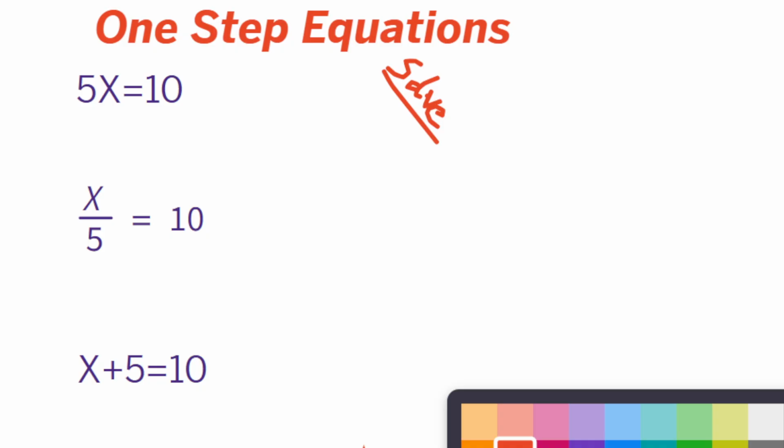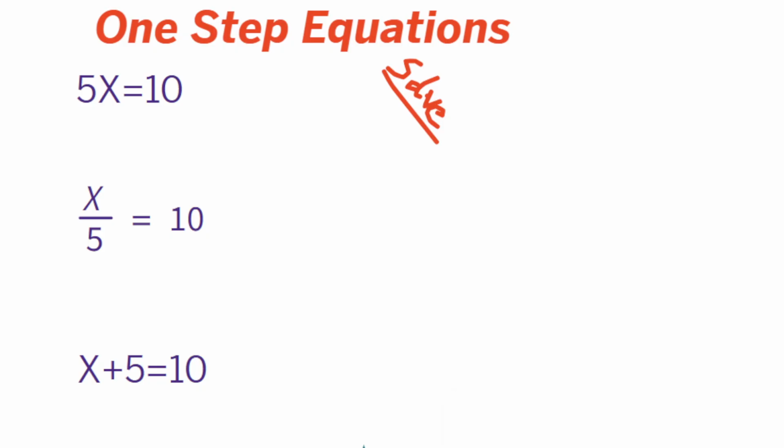I'll just do it first, and then I'll explain why and how. So how do we do this? 5x equals 10. We'll divide this by 5, and we'll divide this by 5. Now 5 divided by 5 is 1, so it's just 1x, so we cancel that. Now we have x equals. On this side, we have 10 divided by 5, so it's 2.